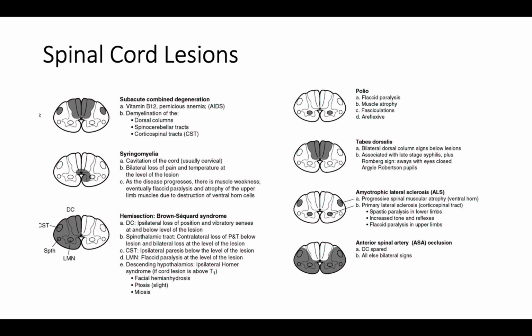But for the spinothalamic tract, as opposed to the corticospinal tract and the dorsal column, we will have a loss of pain and temperature contralateral as opposed to ipsilateral. But at the level of the lesion, because we do have at least one spinothalamic nerve coming through here, it will be ipsilateral, but it will be contralateral below all that. And it has it listed here.